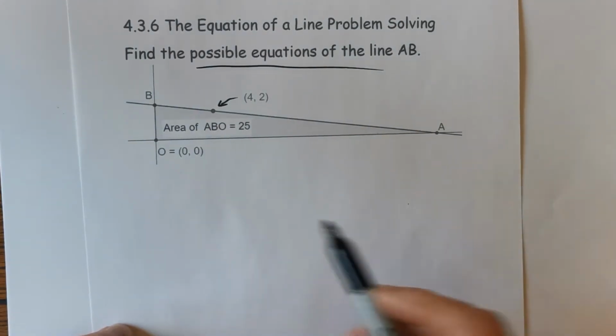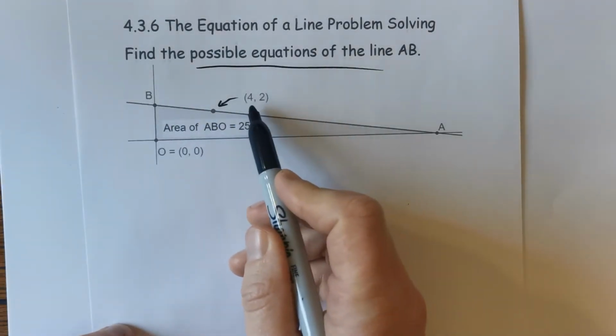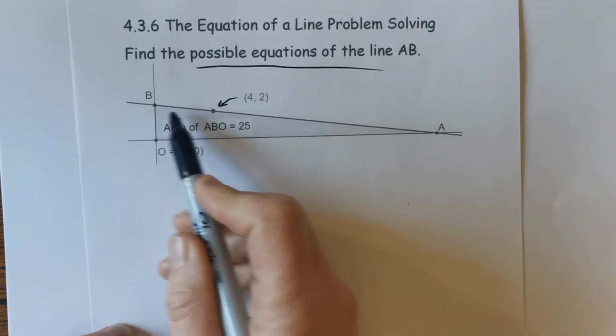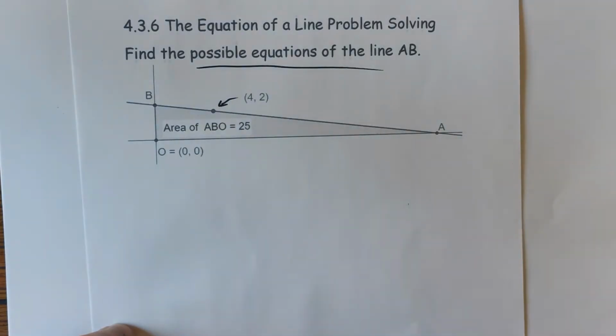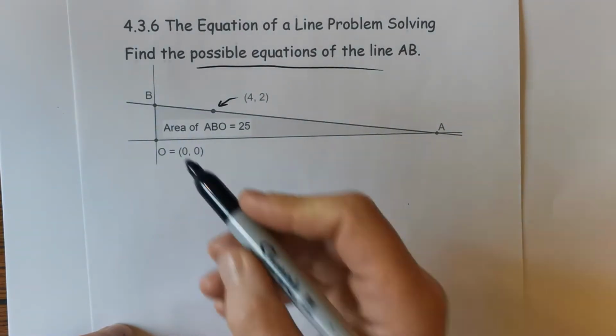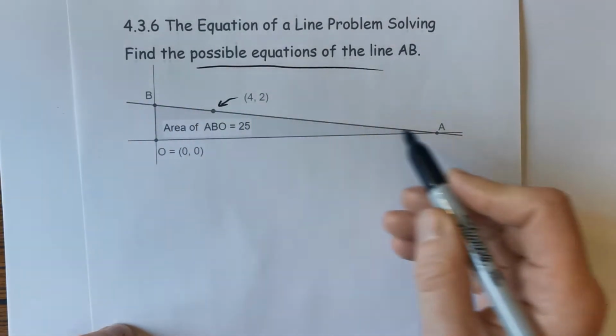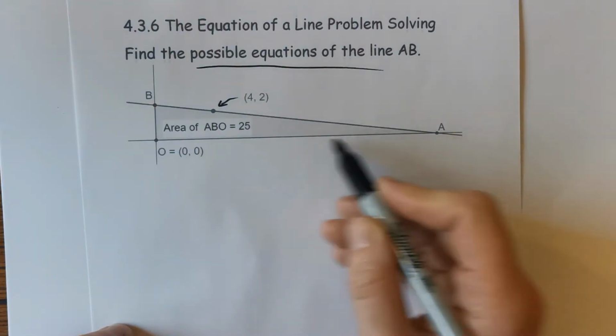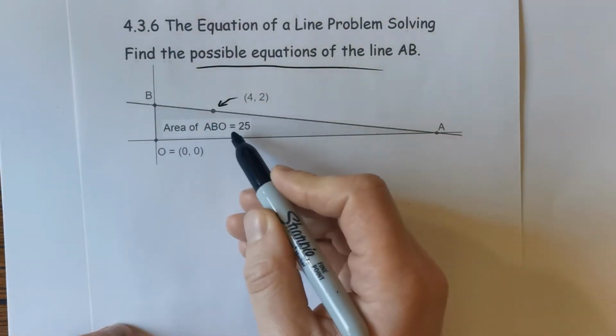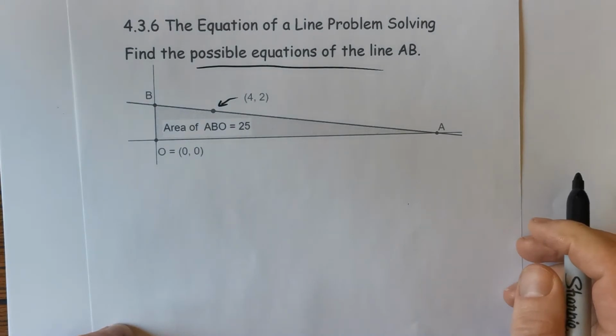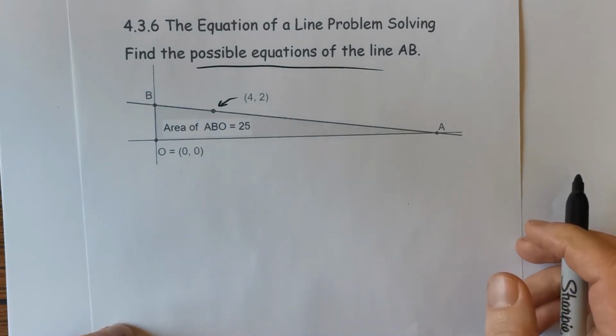So we're looking for a line that passes through the point 4, 2. It's a diagonal line downwards. And the y-intercept and the x-intercept of that line together with the origin form a triangle whose area is 25 units squared. Okay, so we're trying to find the equation of that line.